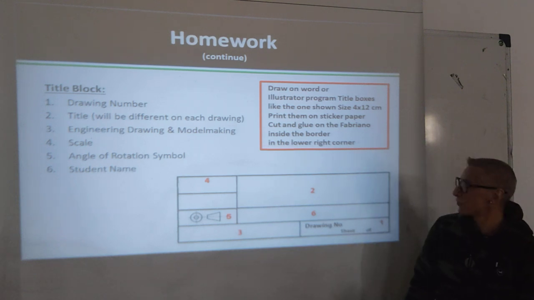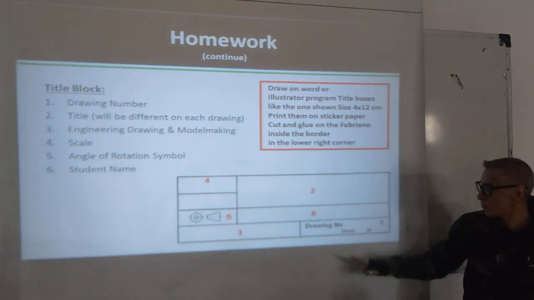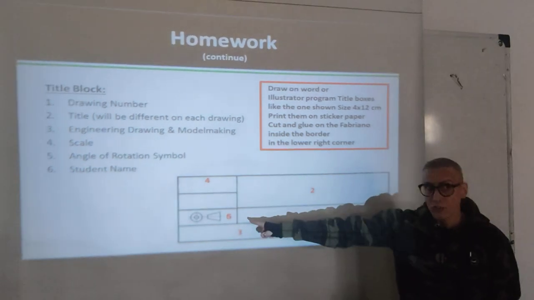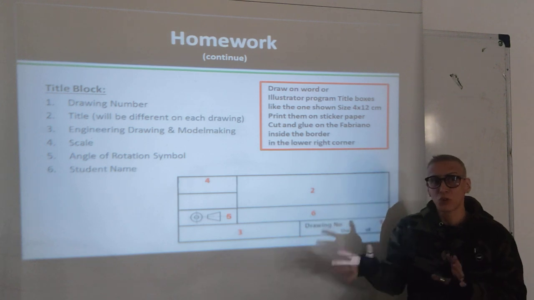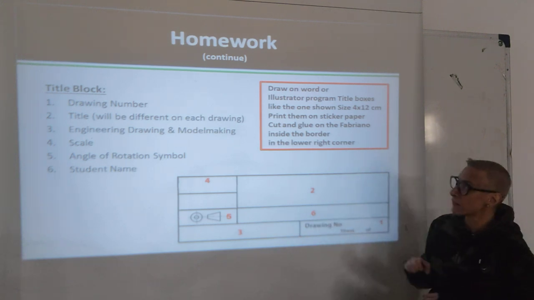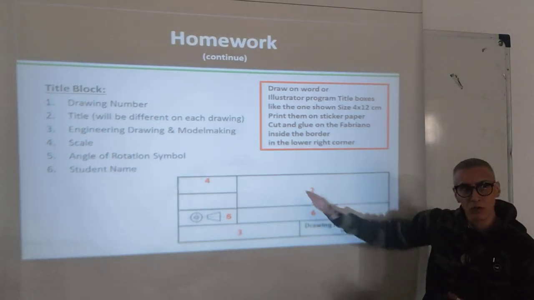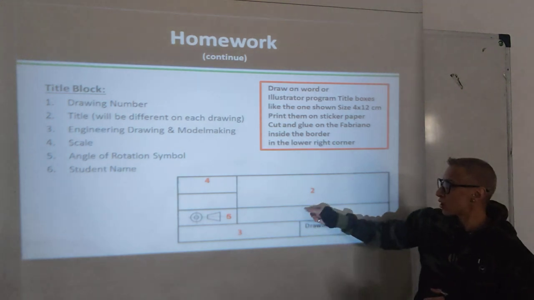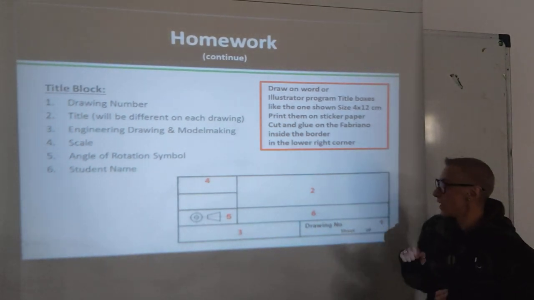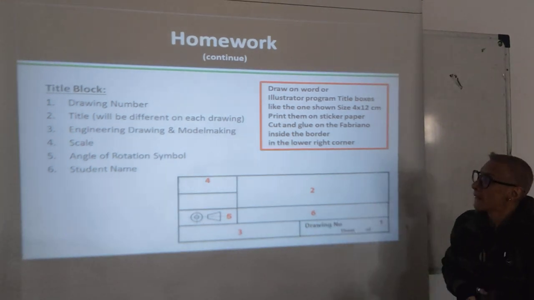The scale is number 4. Here you will put it. Angle of rotation symbol, which is this one, okay? This could change again from drawing to drawing. Depends on what I ask, first or third angle, okay? So don't do it now, this, because some of the things you don't know now what you need to write, okay? Student name, number 6, okay, you're still learning.